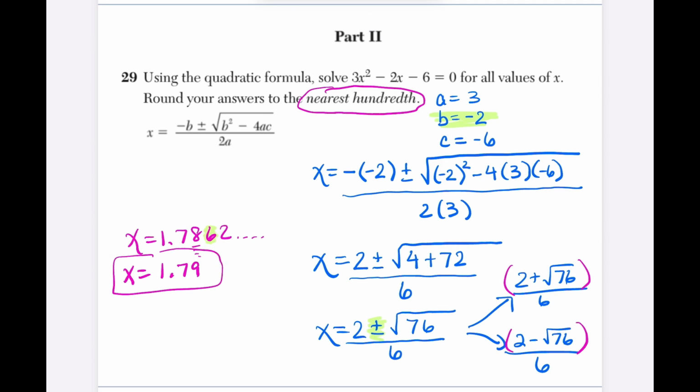And then for the other one, if you calculate correctly, you should get negative 1.119, yada, yada. And it wants us to round to the nearest hundredth. So again, this one right here is the hundredths place, which means that I'm looking at the 9 to tell me what to do in terms of rounding. So because the 9 is higher than 5, it means that I move that 1 up to a 2. So x equals negative 1.12 is my second value of x here.